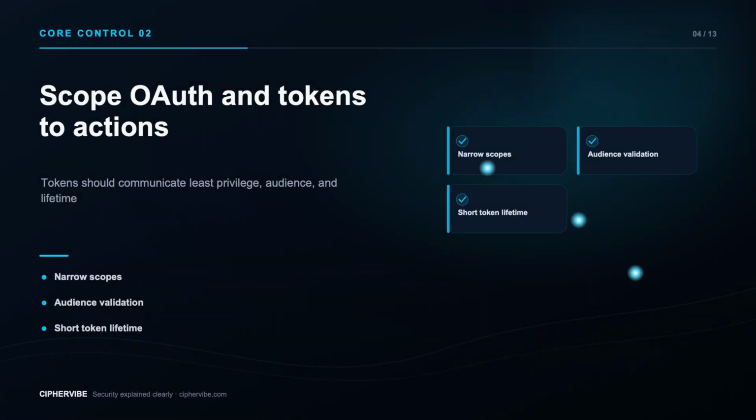The second building block is scope OAuth and tokens to actions. Use OAuth scopes, claims, and resource-specific authorization to express what a client may do. Validate issuer, audience, signature, expiration, and authorization at the service. Avoid all-powerful tokens and do not let a successful login become blanket access to every API operation.